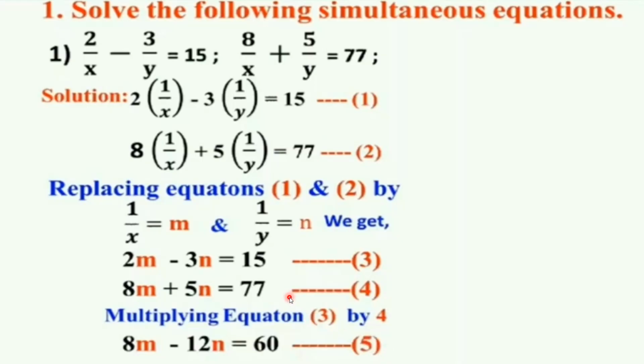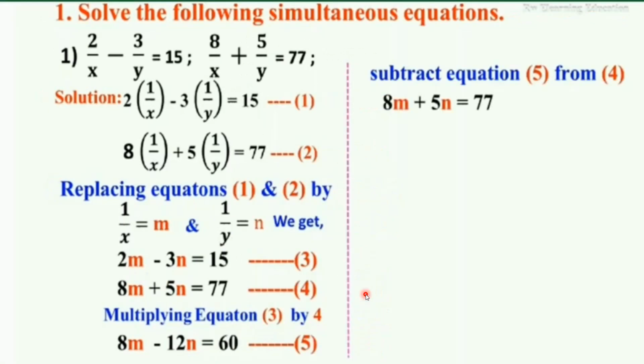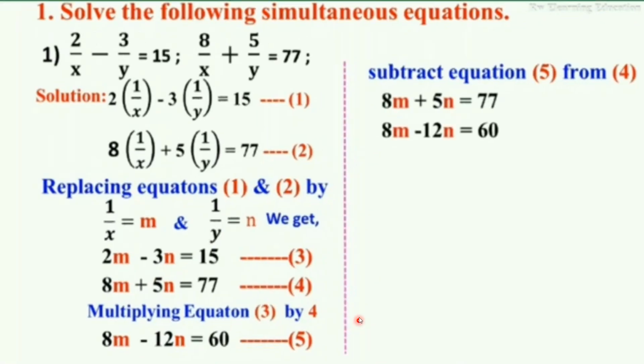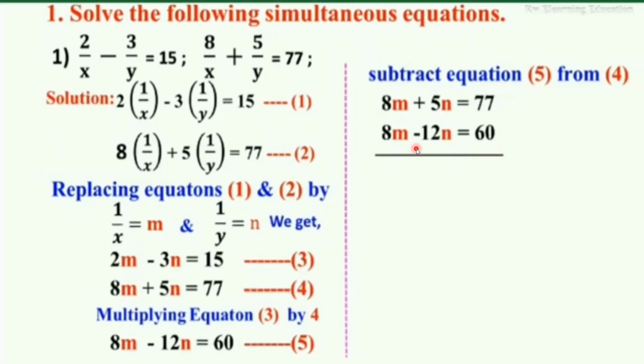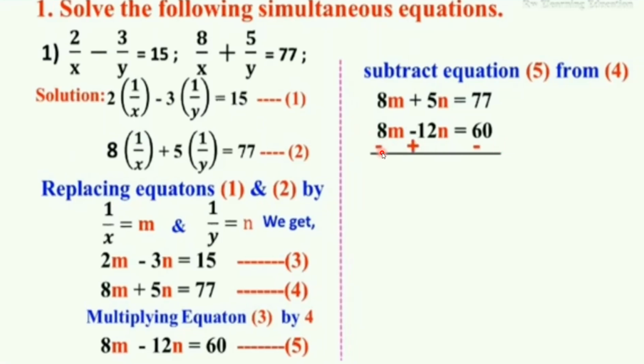Now what I will do is subtract equation 5 from 4, that is, use the elimination method. 8m plus 5n is equal to 77, 8m minus 12n is equal to 60. Now in the elimination method, what is the procedure I have told children? You have to change the sign of the second equation. Here it is plus, so the sign will become minus. Here it is minus 12n, after changing it will become plus 12n. Here it is plus 60, after changing the sign it will become minus 60. So plus will become minus, minus will become plus, and plus will become minus.